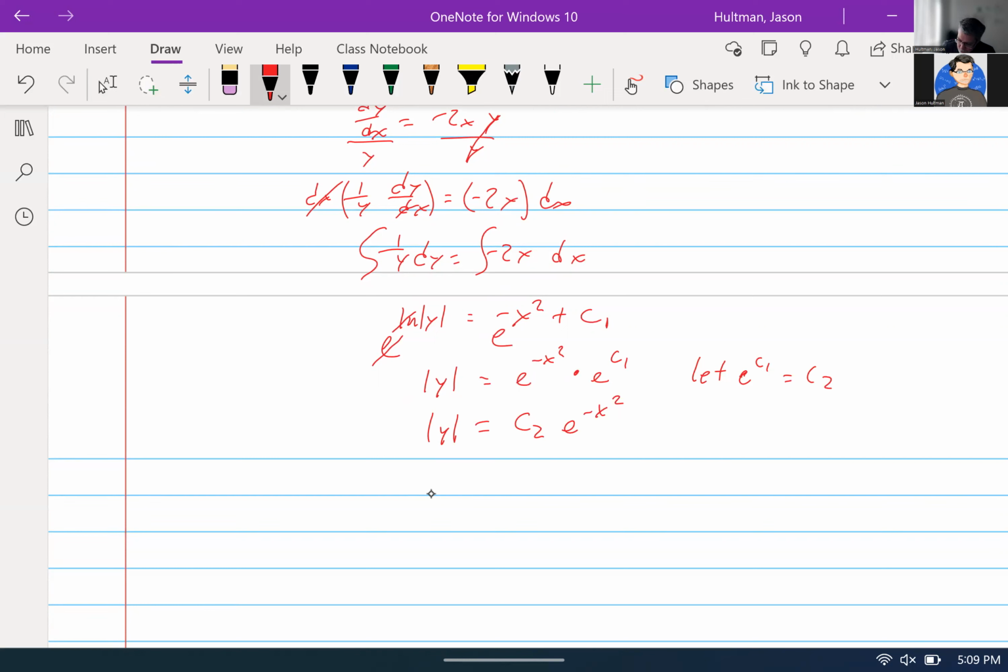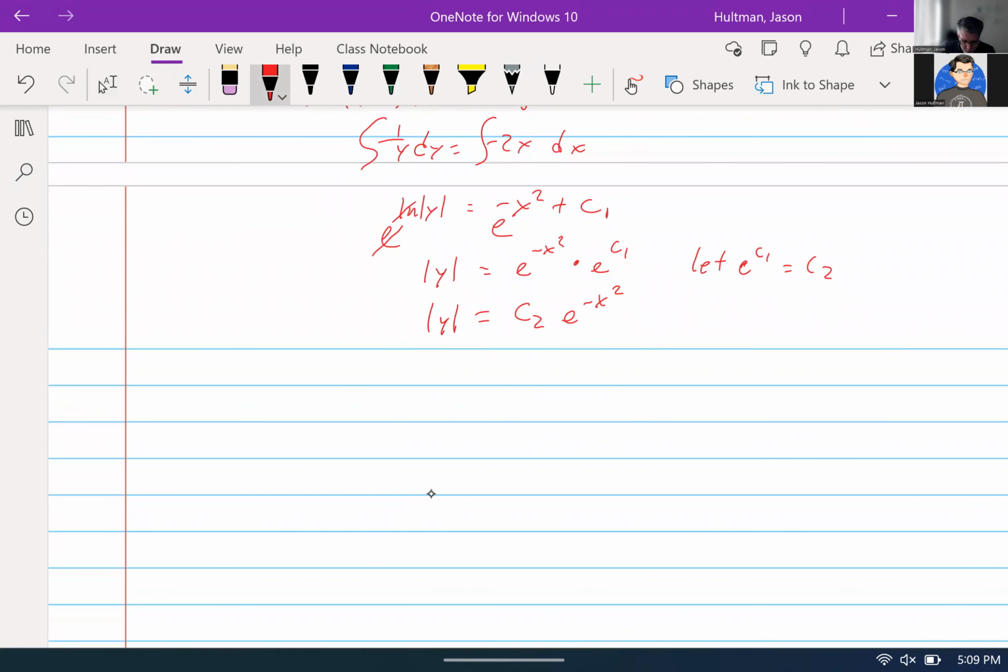Okay. So because of this absolute value, we're going to define C3 in a couple of different ways. If C2 is positive, then let C3 just be C2. If C2 is positive, it doesn't matter what the absolute value is. If they're both positive, then we don't have an issue. So I'm going to say let C3 equal C2 if y is greater than 0. Just let C3 equal C2, whatever that is.